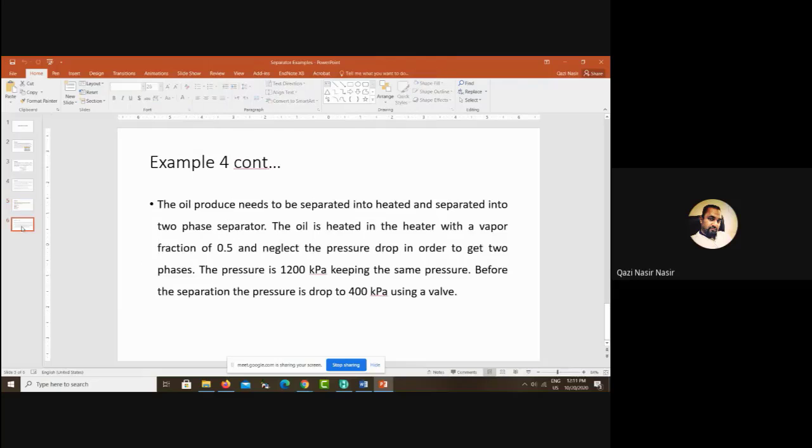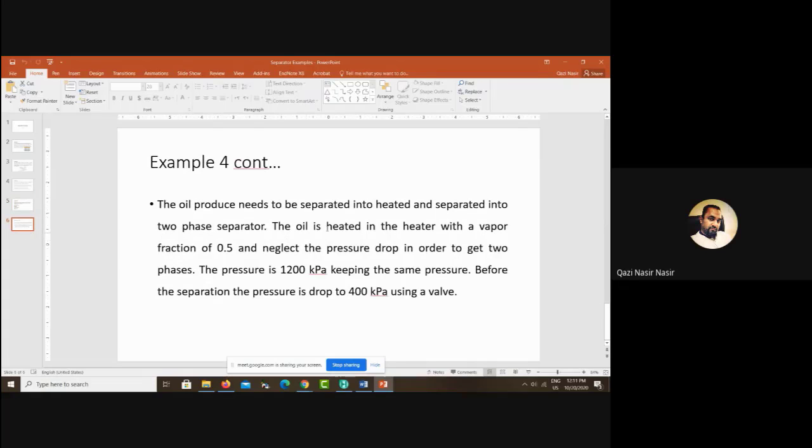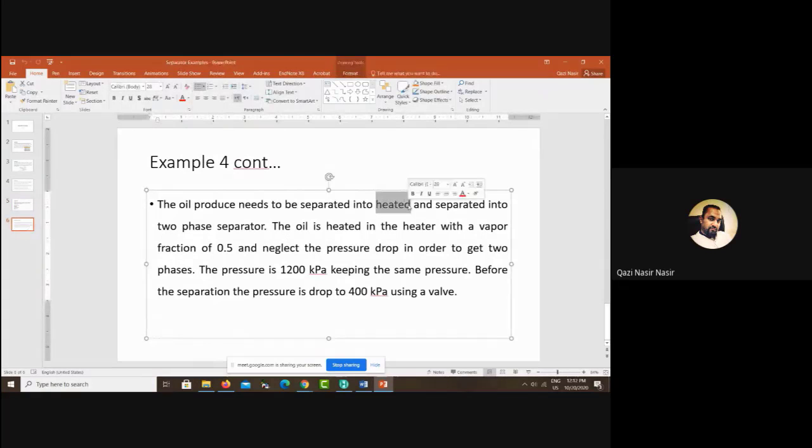After this, the oil produced needs to be separated. In the three-phase separator, you are separating the gas, you are separating oil, and also you are separating water. The oil that you are getting from this separator is to be heated and separated in a two-phase separator. The two-phase separator is your vertical separator. So after heating the oil, you need to separate it in the two-phase separator.